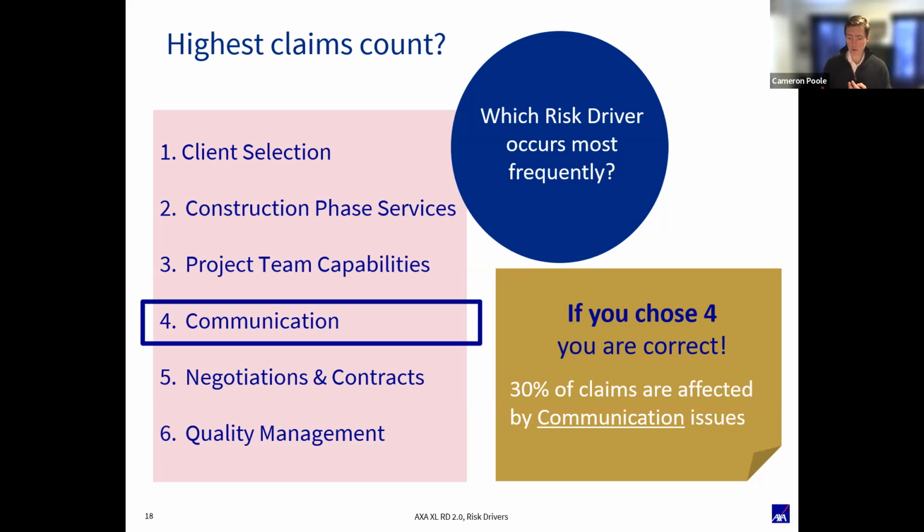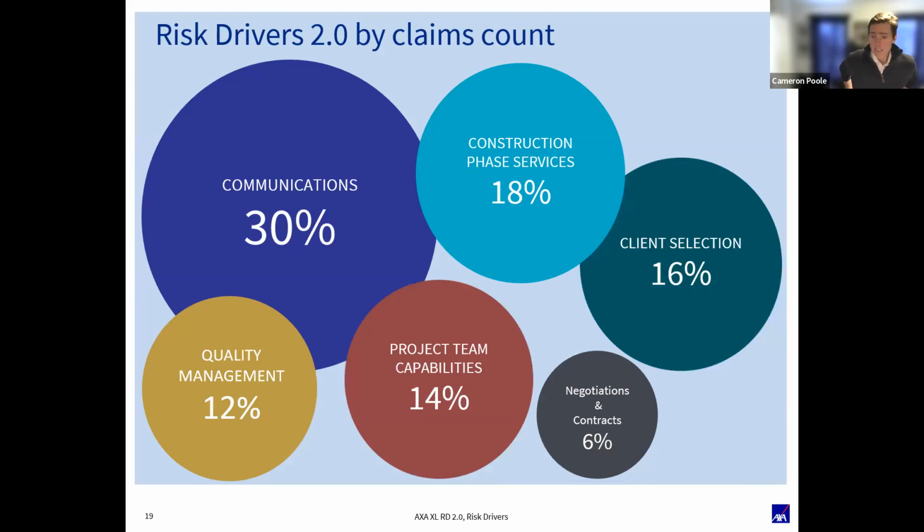They didn't communicate well throughout the process, and they didn't understand what your responsibilities were during the construction phase. Right, so there can be layers to it, but communication overall drives the most amount of claims. So here's a breakdown by claims count. 30% of overall claims are caused by communications related issues, 18% by construction phase services issues.